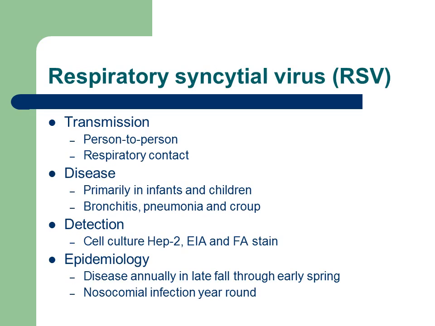Now, RSV, or respiratory syncytial virus, is transmitted person to person or by respiratory transmission. The disease primarily occurs in infants and children, causing a respiratory type of infection: bronchitis, pneumonia, coughing. It can be grown in cell culture in Hep2 cells. You can use ELISA testing, and you can use fluorescent antibody staining. The disease is more commonly found in the late fall through the early spring, and you can see nosocomial infections all year round.